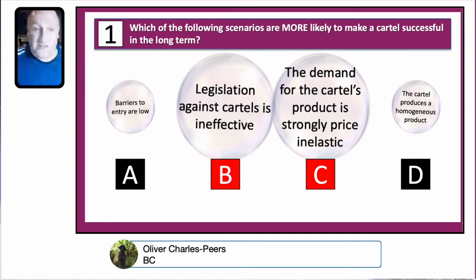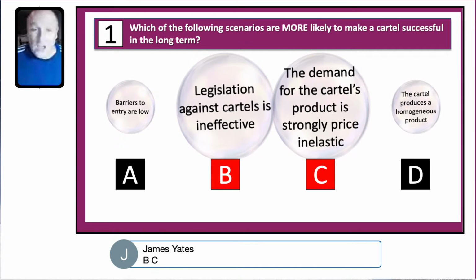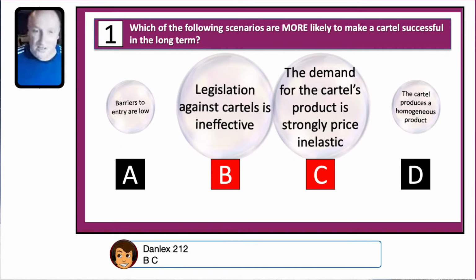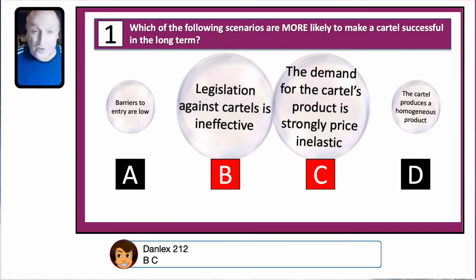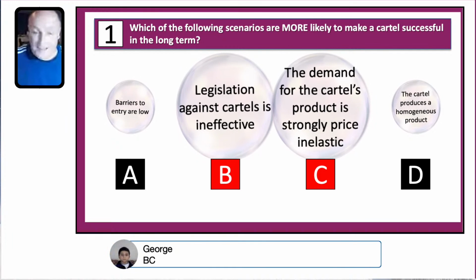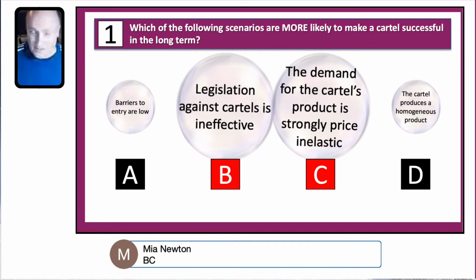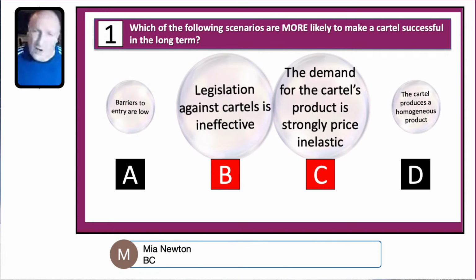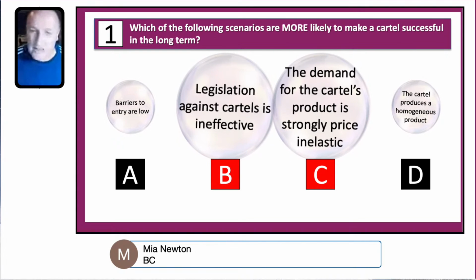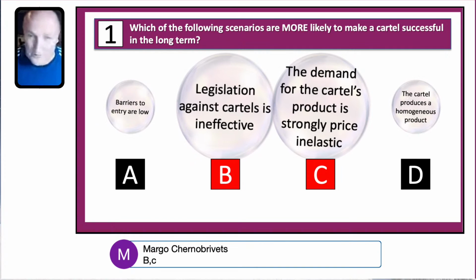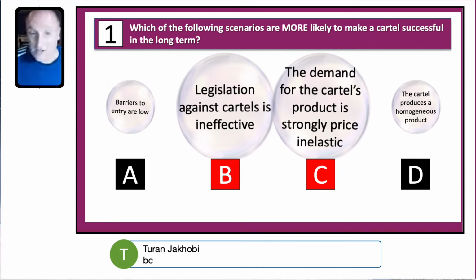Just very quickly, let me explain this for you. Entry barriers are low. That means new firms are more likely to come in. Legislation against cartels, clearly, if competition policy doesn't work, that is a form of government failure, or regulatory failure. Demand for cartel's products inelastic. That means they can keep prices high, and there's an incentive to keep prices high because their total revenues will keep going up if you have a low coefficient of price elasticity. Homogeneous product, it's not really a fundamental factor in the long run. It's a reason why it's easy to measure the output. But B and C are by far the most important factors that keep cartels together.